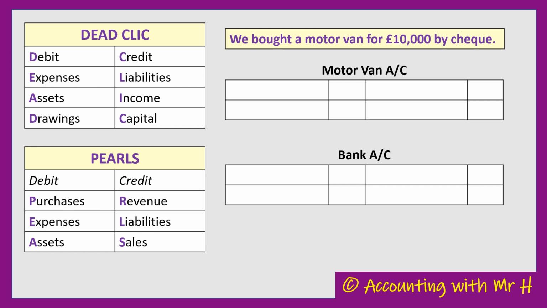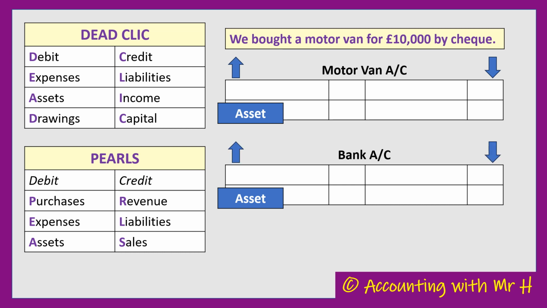Here's another one. We bought a motor van for £10,000 by cheque. There are my two accounts, motor van and bank. Again, go through the steps. As you get more confident, you shouldn't necessarily need to write down what type of accounts they are. You'll just be able to use this thought process in your mind. So a motor van is an asset, and DEAD tells us to increase an asset, we record it on the debit. Therefore, to reduce the value of an asset, we record it on the credit. And bank is also an asset. So to increase an asset, DEAD tells us put it on the debit. So therefore, to reduce an asset, put it on the credit.